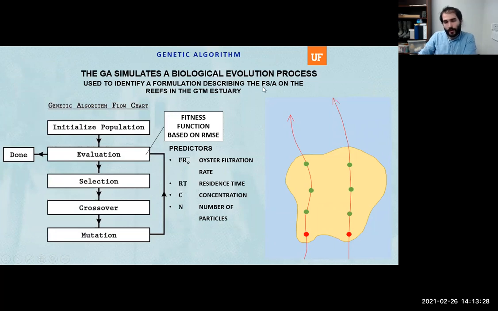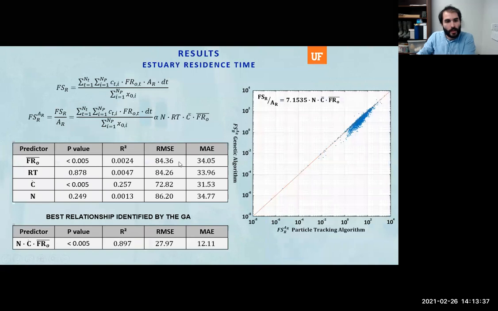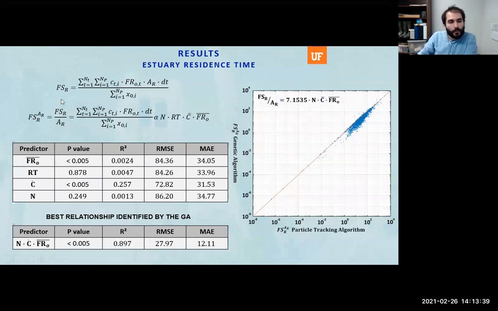Then what we did was to predict, we tried to find a formulation describing the filtration services at the reef, per reef area, using a genetic algorithm. And we chose these predictors. But why did we choose them? We chose them because they are part of the formulation we are using to describe the filtration services.